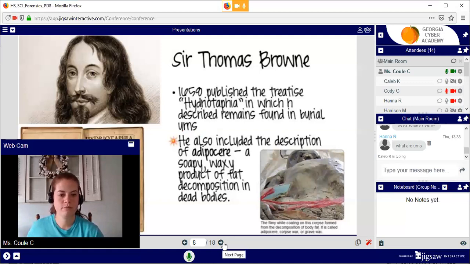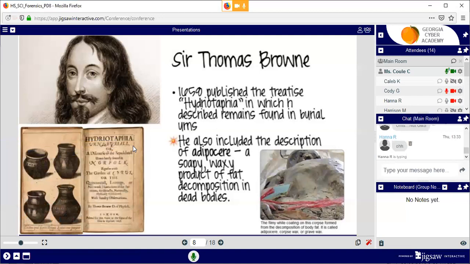Yep, urns. U-R-N-S. Okay, see, these are urns right here. Urns.